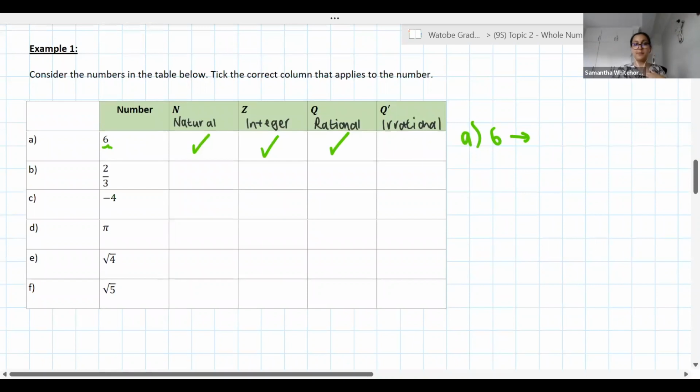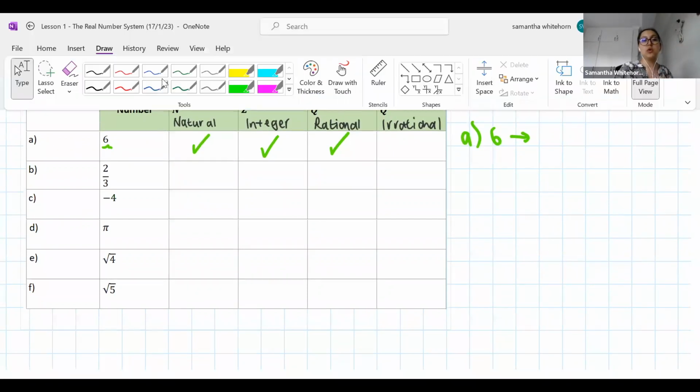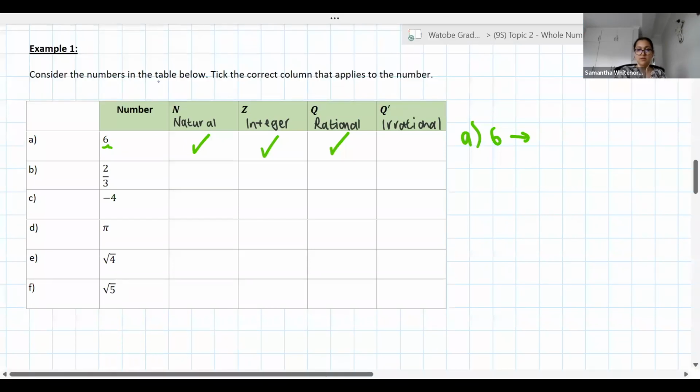Okay, so who wants to try B? You can put it in the chat, you can raise your hand. B is 2/3. We want to put them in the correct groups. Oopsie daisies. Kaketso, what do you think? Ma'am, I think B is a rational number. Excellent, well done. So B is just a rational number because it's a fraction.